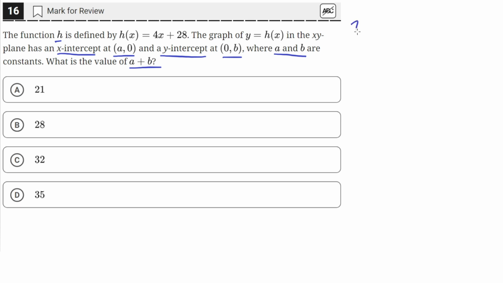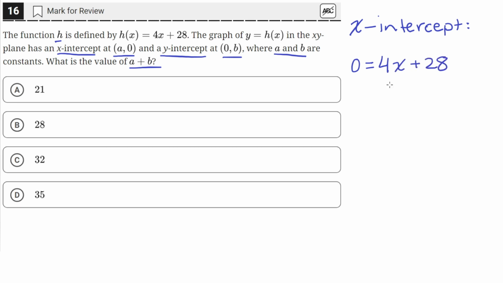So for the x-intercept, that occurs when the value of y is 0. So then x will be equal to a in this case. So we just need to find the value of x when y, or h of x, is 0. So we'll just set h of x equal to 0 and solve for the value of x.